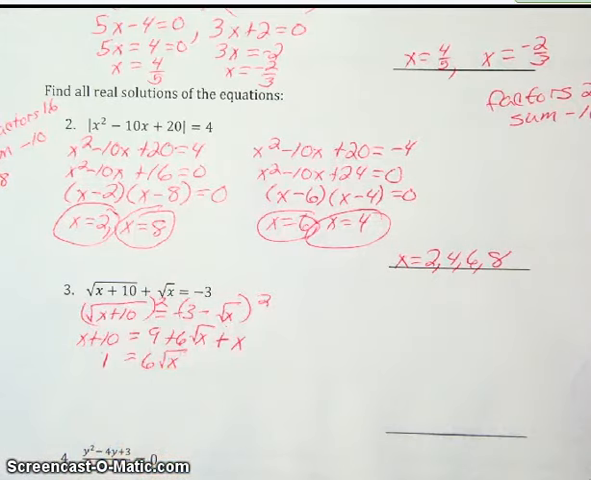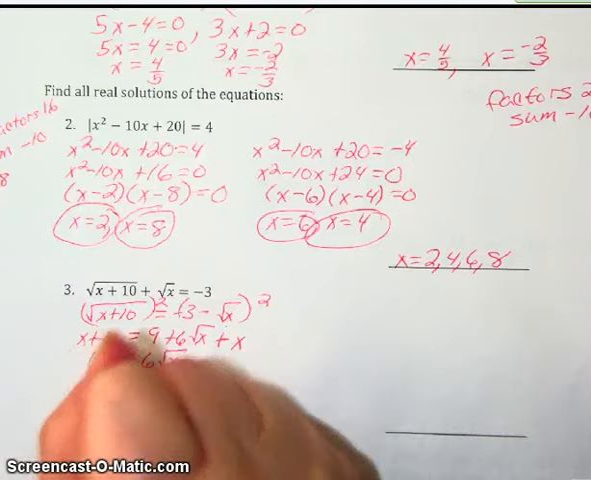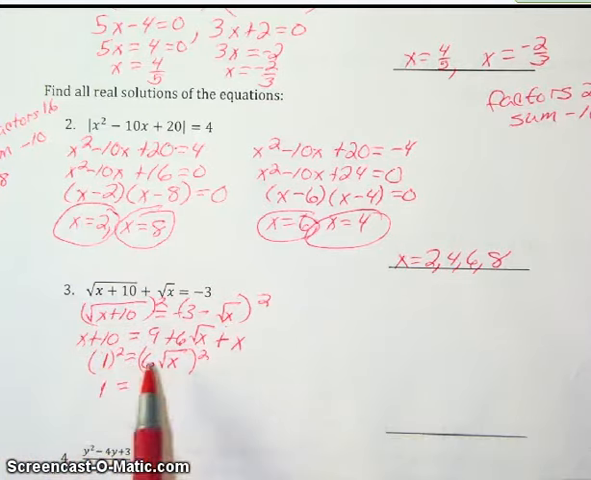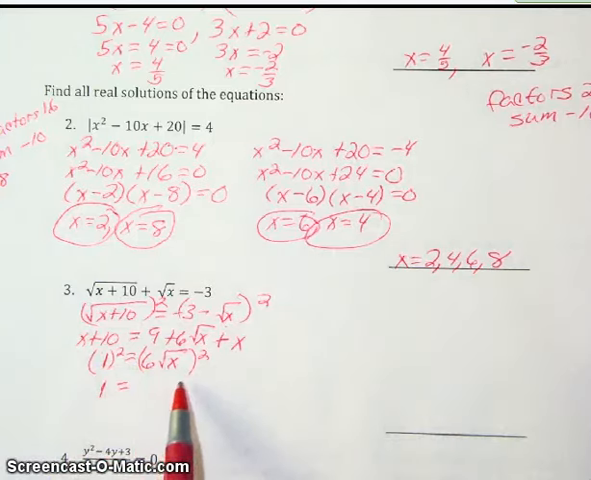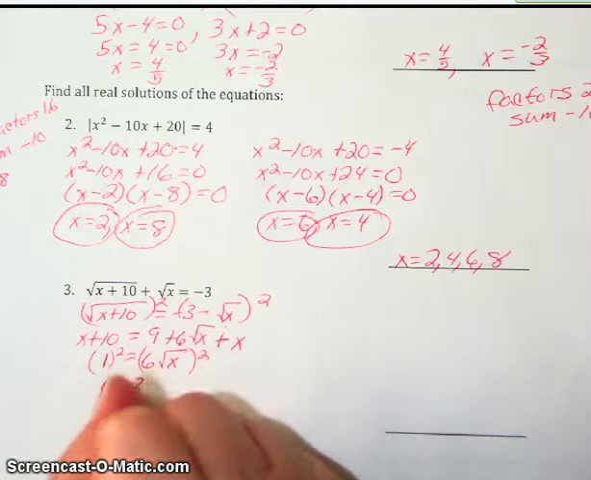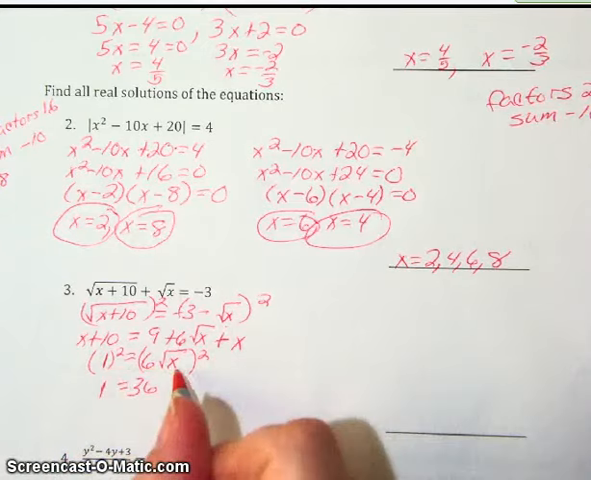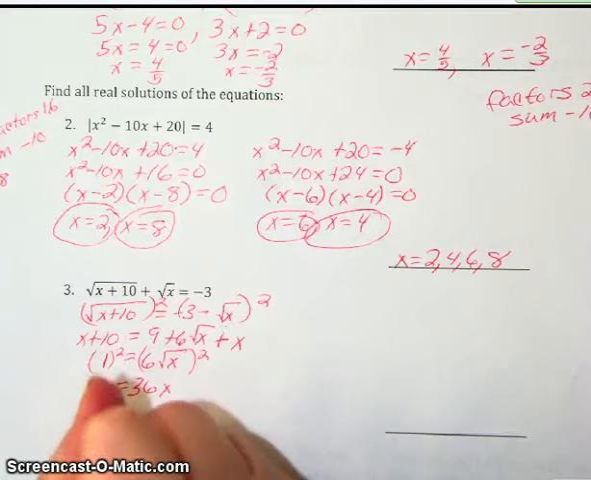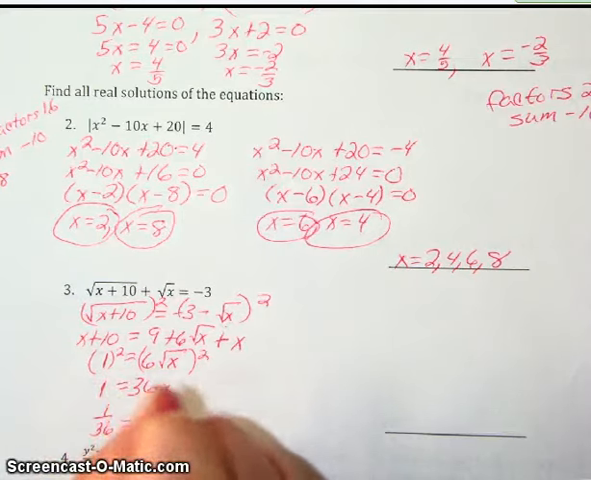All right, so now I'm going to square one more time. 1 squared is 1. These 2 things don't have a plus or minus in between, so they are not 2 terms. It's all 1 term. So I can just go ahead and square both things. So this is 36. Square root of x squared is x. And now I'm going to solve. 1 over 36 equals x.